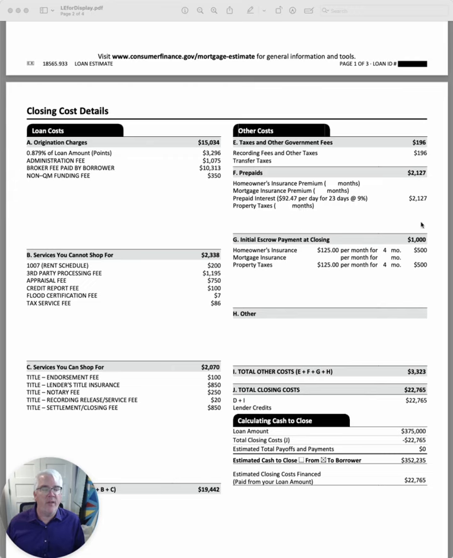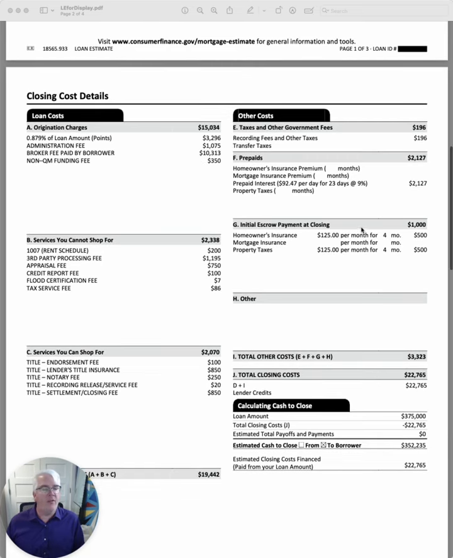At this point in the loan estimate, all we have is that we're capturing monthly interest for 23 days. So that's that number there. We are setting up an initial escrow at closing with homeowners insurance of $125 a month for 4 months, and property taxes of $125 for 4 months. So our initial escrows is going to be $1,000 right there.